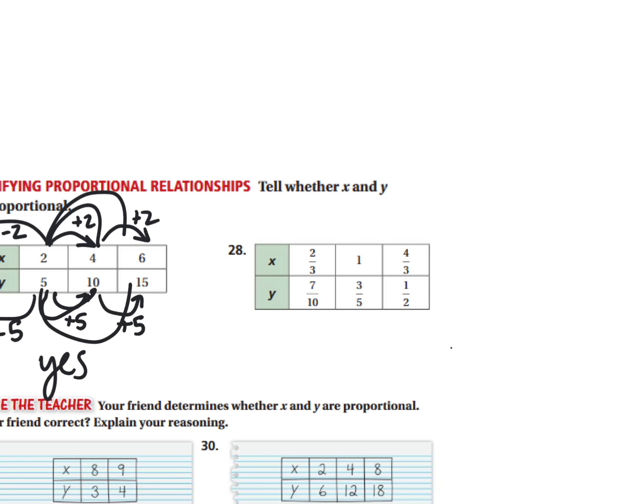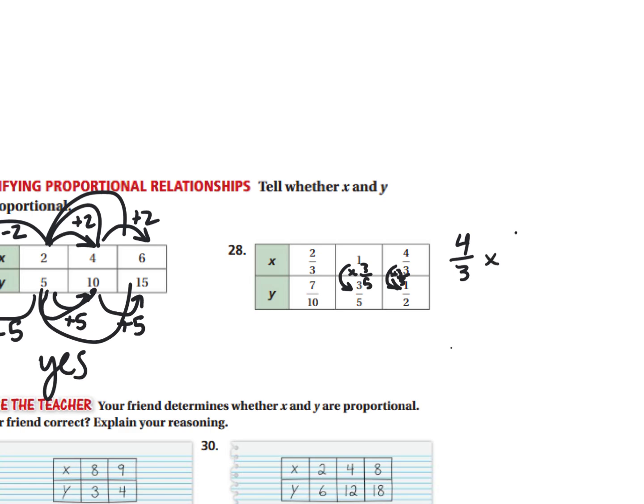For this one, we are going to look at each of these, and I'm actually going to go like this. We're going to go invariant, right? This is times 3/5. 1 times 3/5 is 3/5. So if this works out, each of these should go to be multiplied by 3/5.